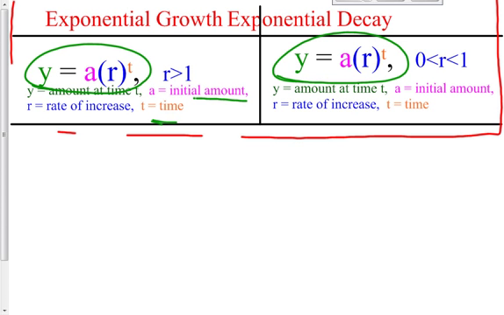The only difference, class, is where the rate is going to be. Remember, the rate here is always greater than 1. The rate here is always a number that is less than 1. Our rate is always going to be less than 1, but greater than 0. I'm going to talk about that as we go further with these problems.